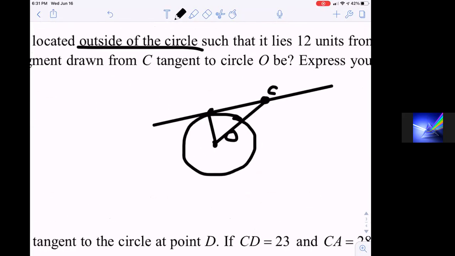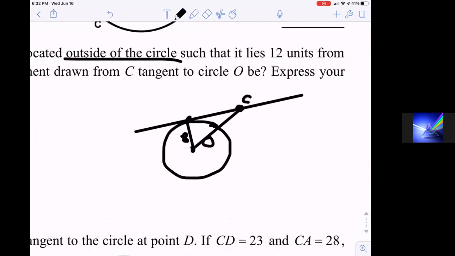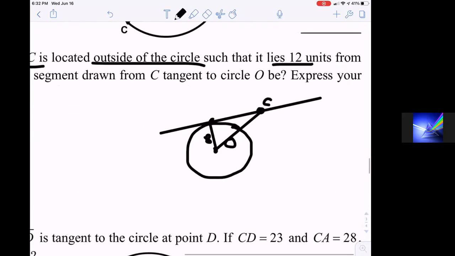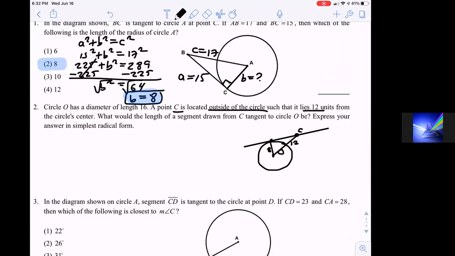Now the length of the diameter itself would be 16. We were told that it's 16. So that means the radius itself is 8. The distance is 12 units from the center. So this is 12. And we're looking for this distance here. What would be the length of the segment from C tangent to the circle? So in other words, what would that be?